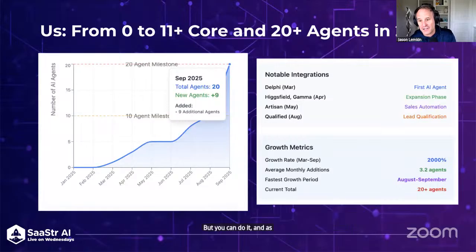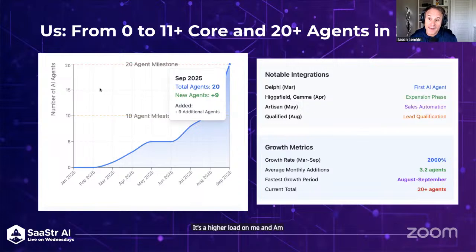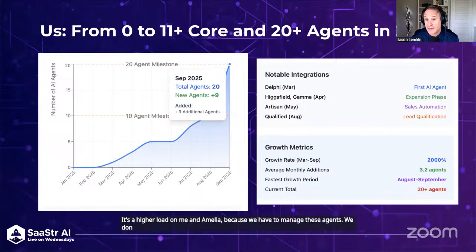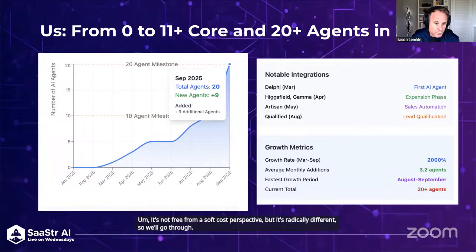As you see, our adoption has just skyrocketed. And frankly, as we've lost agencies or resources on our tiny internal team, we've done what everyone on the internet says, which is replace them with AI. It's not without challenges. It's a higher load on me and Amelia because we have to manage these agents. Amelia's title has changed from SVP and GM to Chief AI Officer. It's not a joke, because that's probably what she spends 30% of her time on, managing these agents. It's not free from a soft cost perspective, but it's radically different. So we'll go through what we've done.